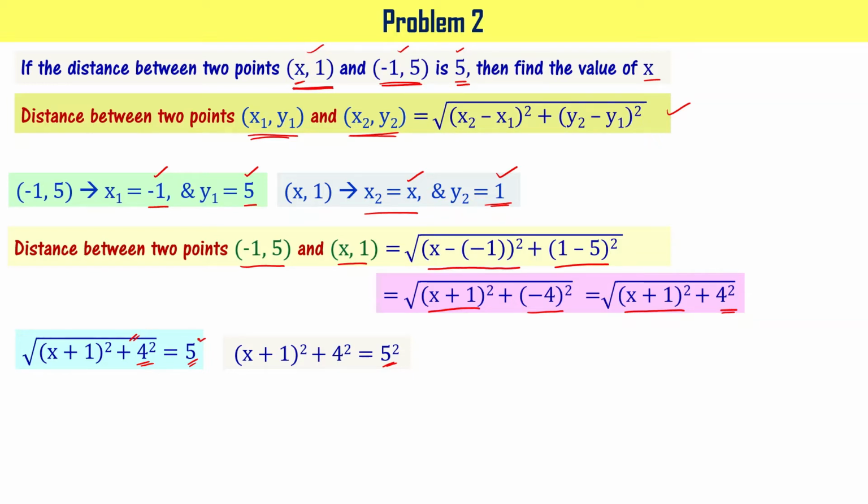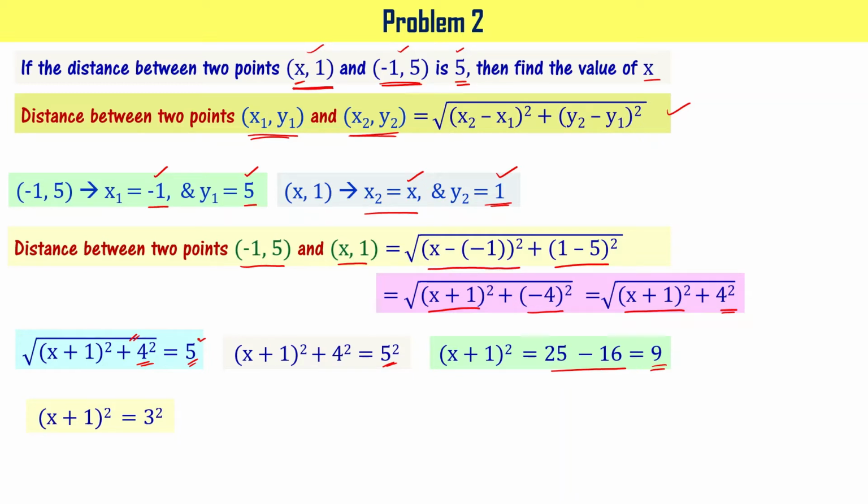You can rearrange this such that it can be written as (x + 1)² = 25 − 16, that is equal to 9. It means (x + 1)² = 9. I can write 9 as 3². It means (x + 1)² = 3².